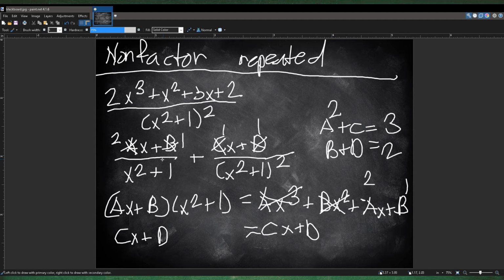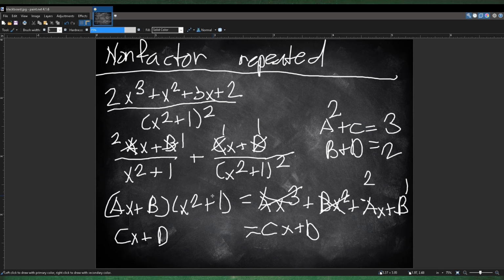So it will be 2x plus 1 over x squared plus 1, plus x plus 1 over x squared plus 1 squared. That has to make sense, which is true, because a is 2, b is 1, a plus c has to equal 3, which is true, 2 plus 1 is 3. And b plus d has to equal 2, which is 1 plus 1, which is 2. So this is correct. So that's basically all 4 cases for the partial fraction decomposition.